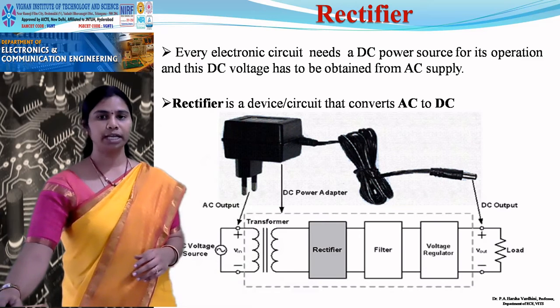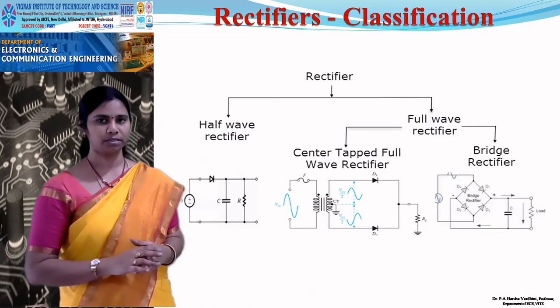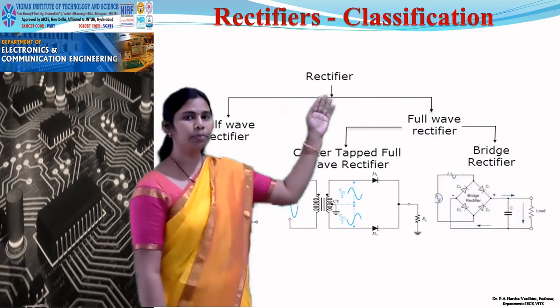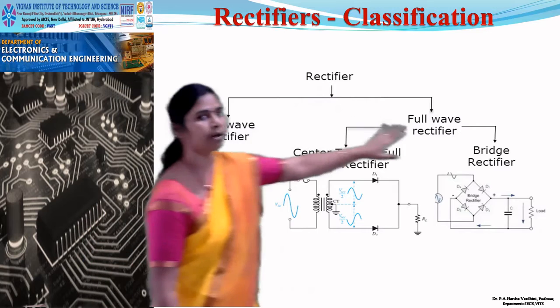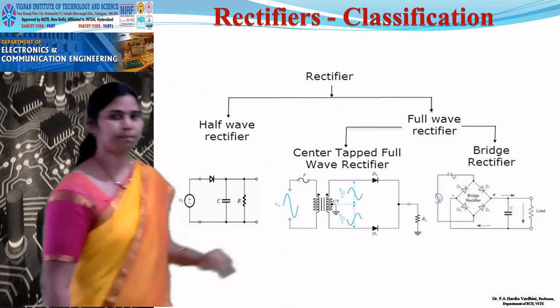You have different types of rectifier circuits. So we will see the classification of rectifiers. Rectifiers can be broadly classified into two categories. One is half-wave rectifier, another one is full-wave rectifier.